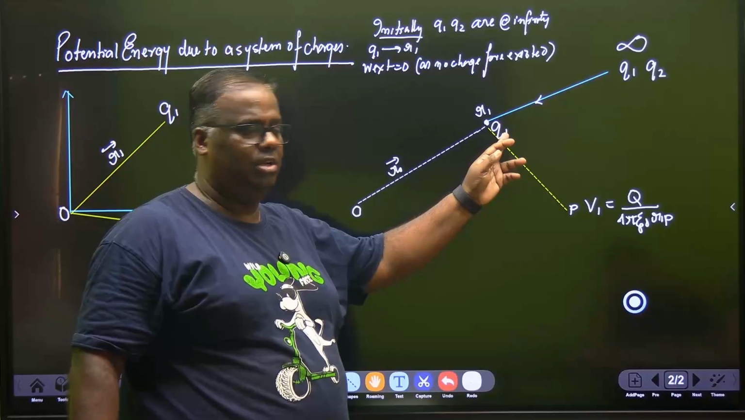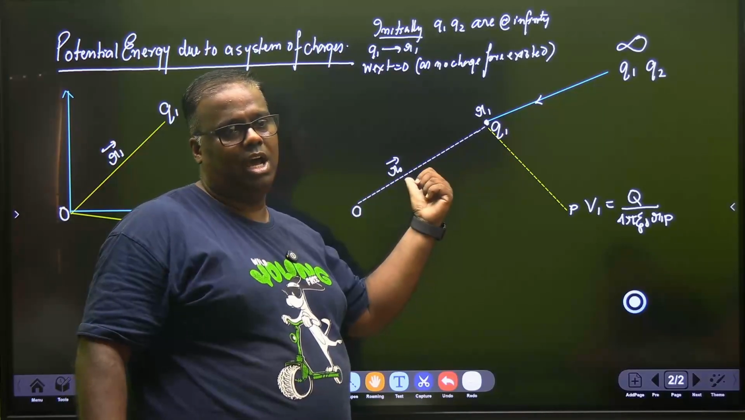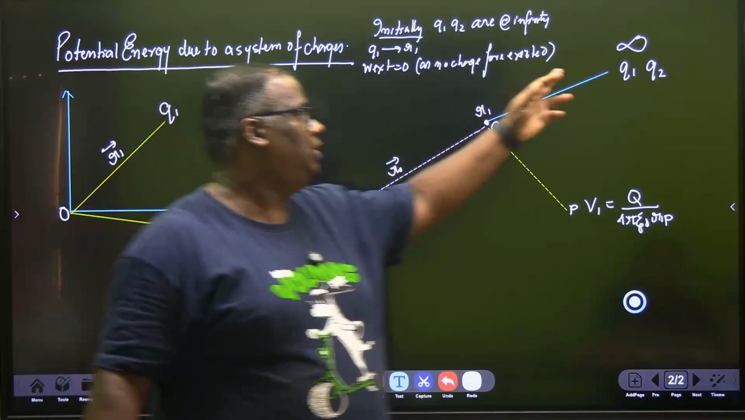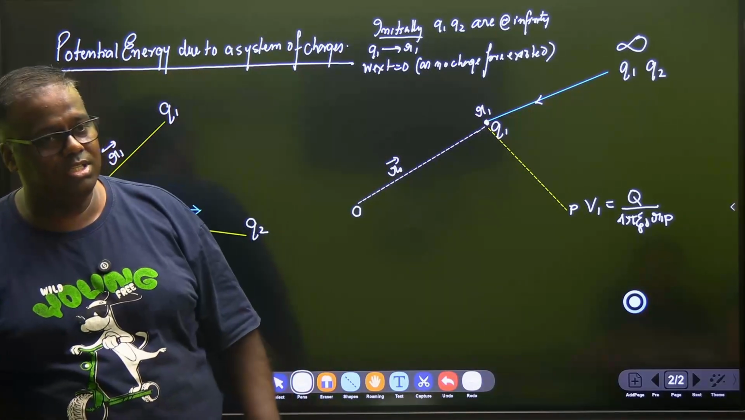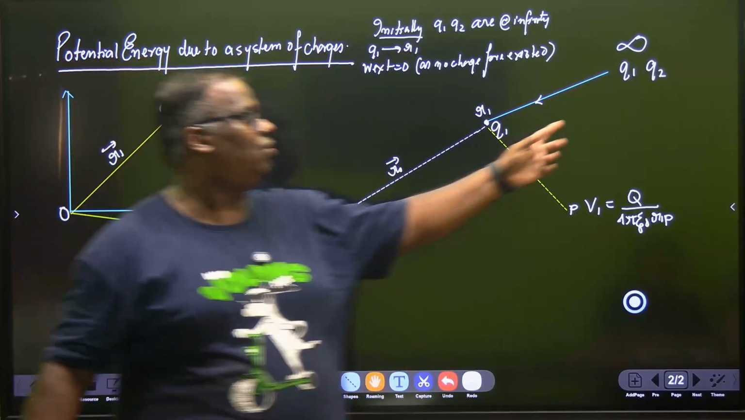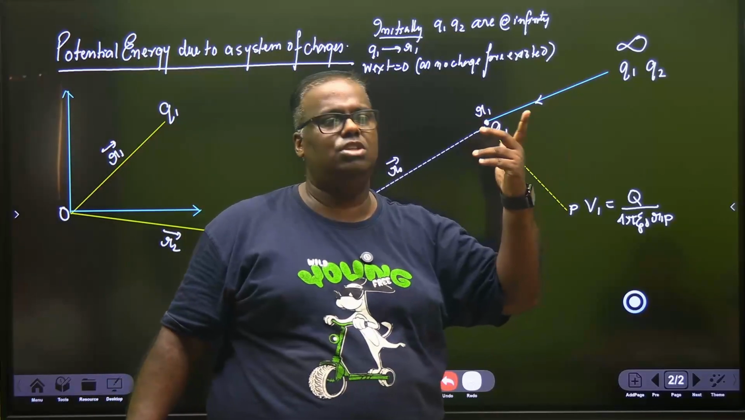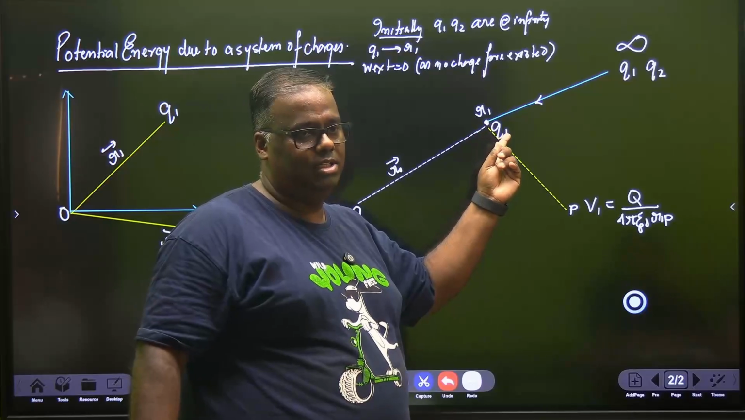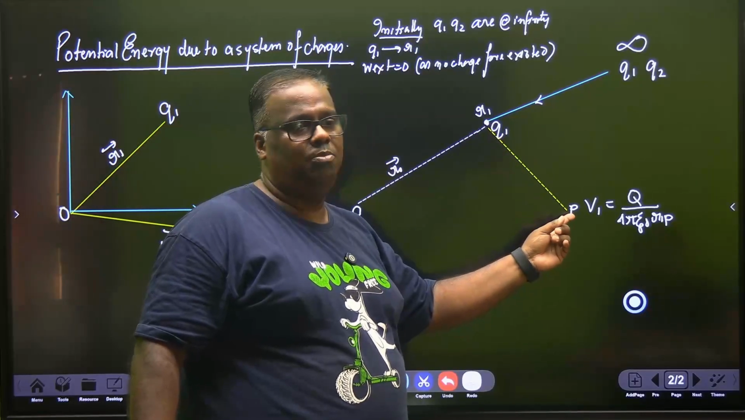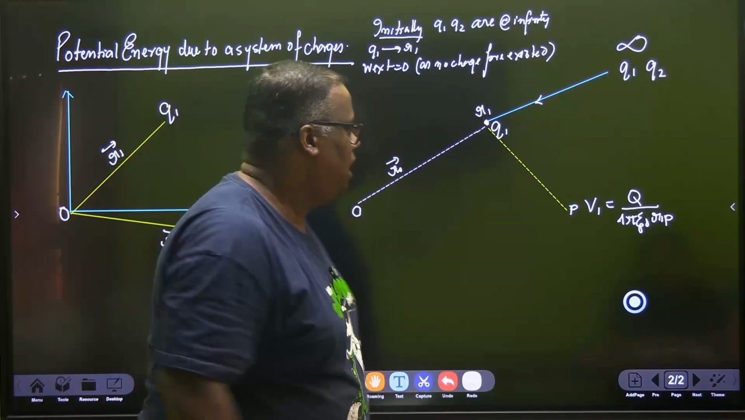There's a point R1, which is connected by a vector R1. You are moving a charge from infinity to R1. Was there any charge pre-existing here? No. That means your work done will be equal to 0. This is equipotential type.